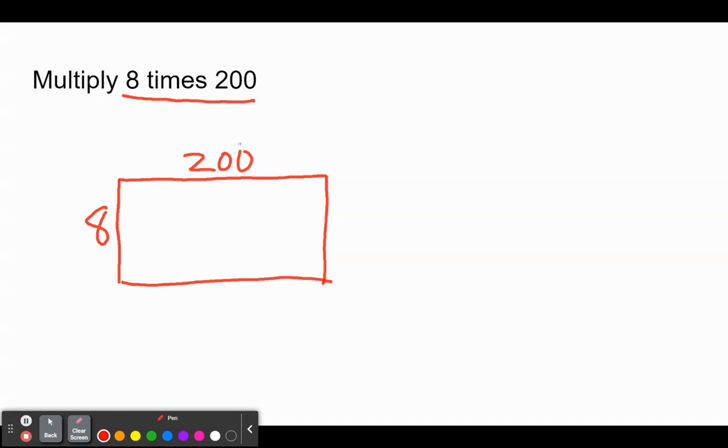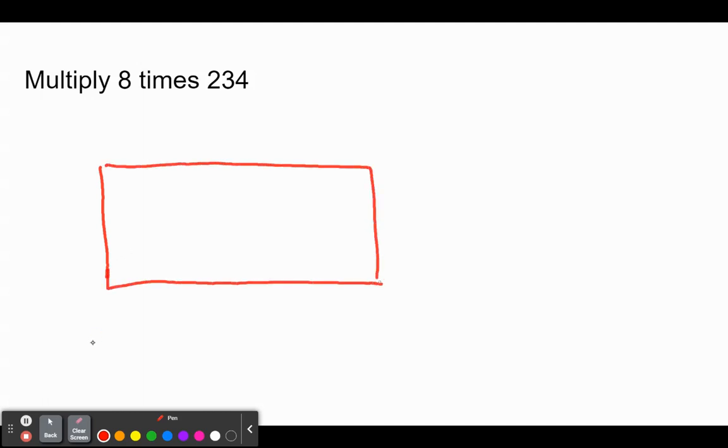So 8 times 200 is going to give us 1600. So the area of this rectangle is 1600 units, right? So that is the area model. It represents multiplication in the form of an area. Now let's take this one step further and try multiplying a larger number. We have 8 times 234.